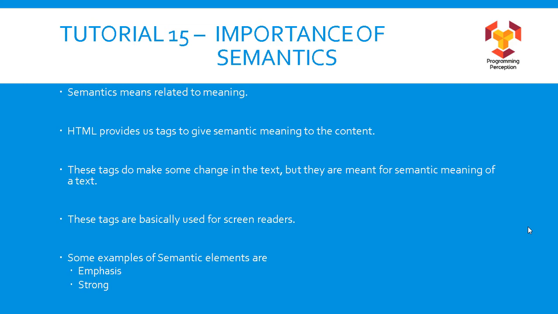But these tags are basically used for screen readers so that the screen reader can read the web page according to the meaning of the content. Now two examples I have shown here are emphasis and strong. The purpose of these tags is to emphasize a certain text or to make a certain text stronger than the rest of the text in the document. So now let's see them one by one.